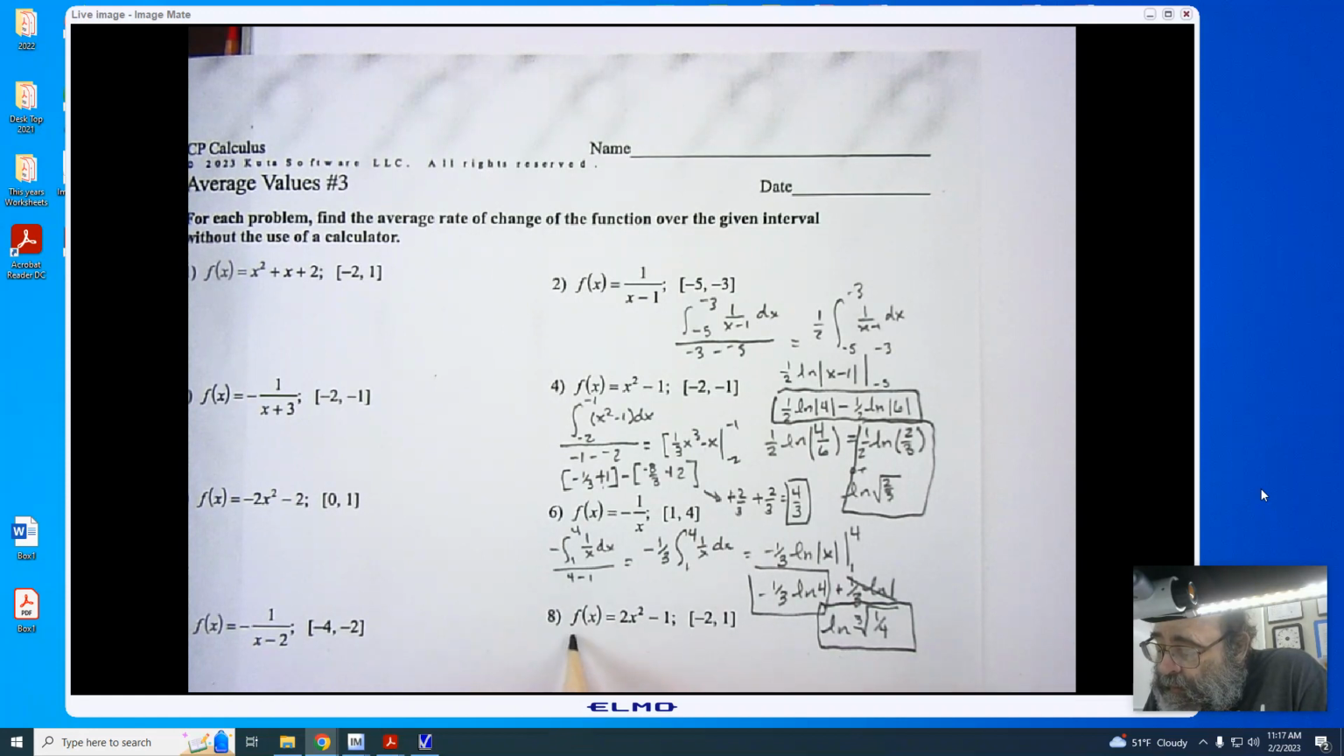Number 8, the integration from negative 2 to 1, 2x squared minus 1 dx divided by 1 minus negative 2. Once again, the double negative occurs, giving me a 3, creating a 1/3 in front of the integral. And I'm now at the fundamental theorem of calculus. So we're looking at 2/3, so I have the 1/3 out in front. I have 2/3 x cubed minus x from negative 2 to 1.